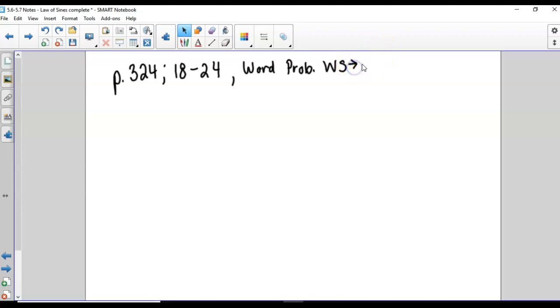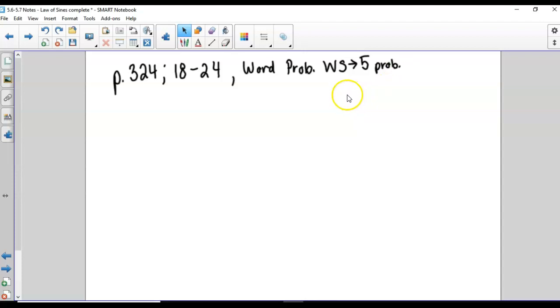On the word problem worksheet, there are 5 problems that you can do right now. Some of the word problems are going to be law of cosine problems. So what I want you to do is read through the problems and sketch a picture for the problem, and then solve the ones that you can solve.